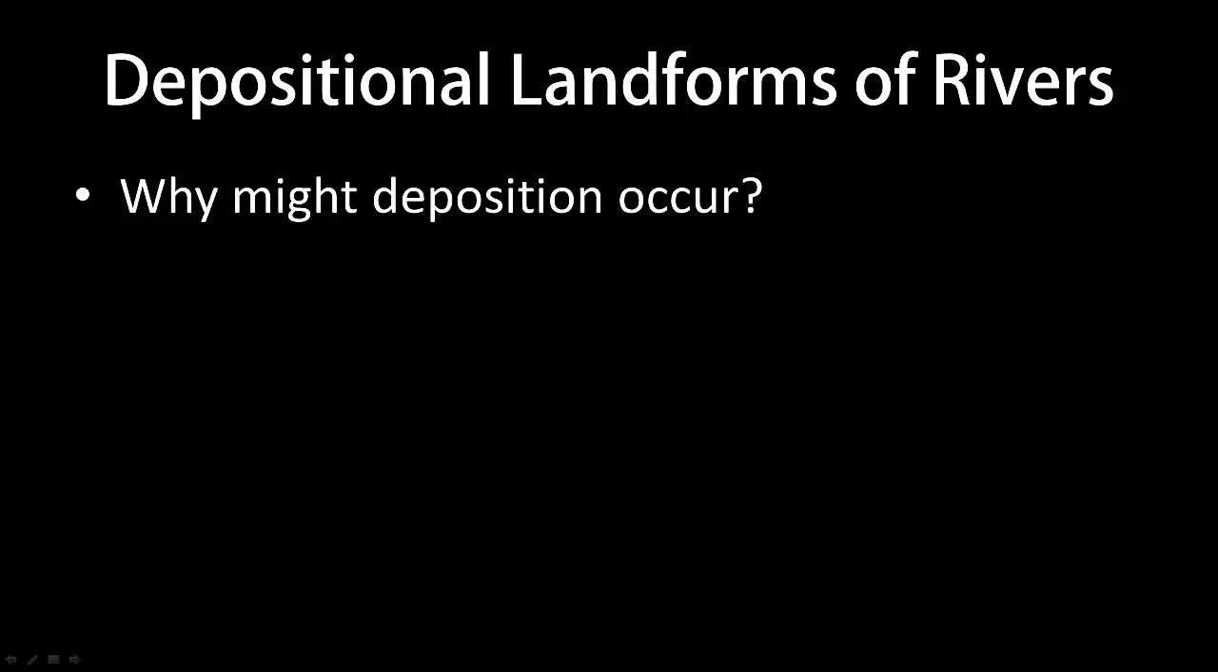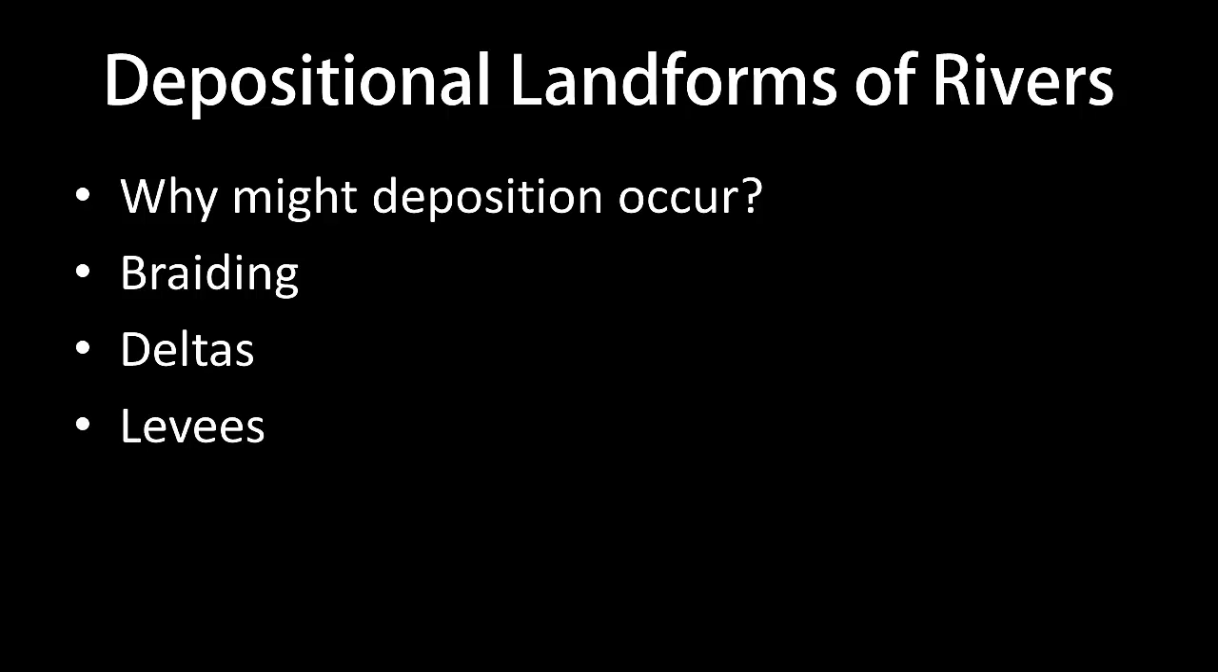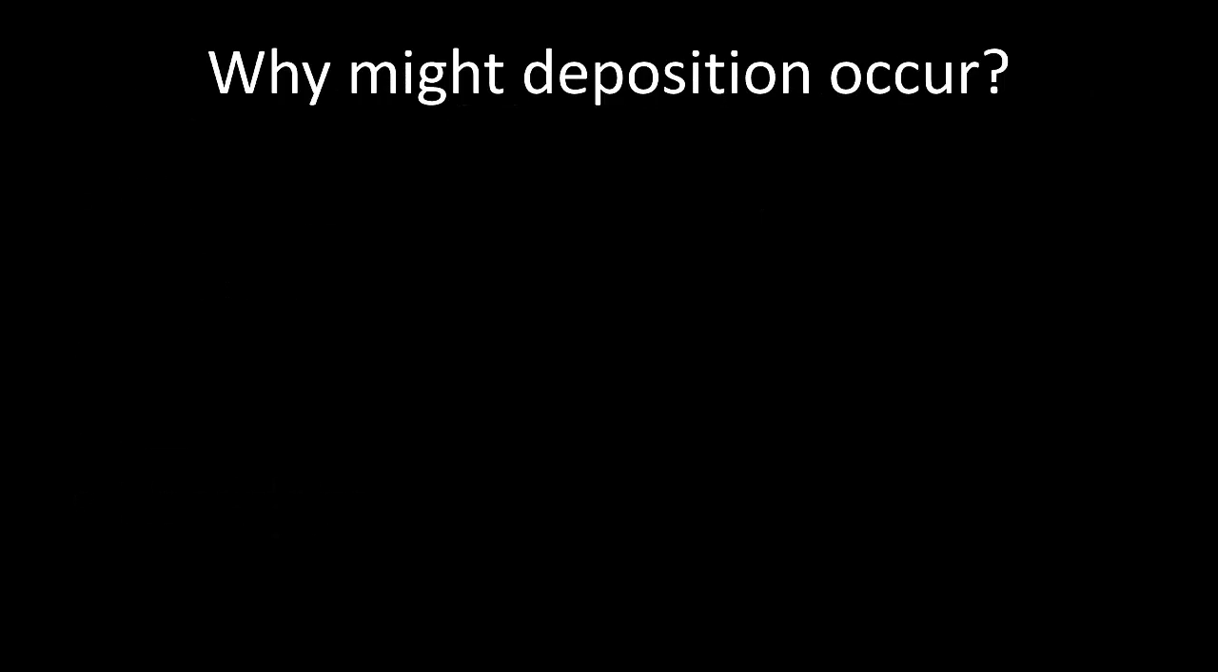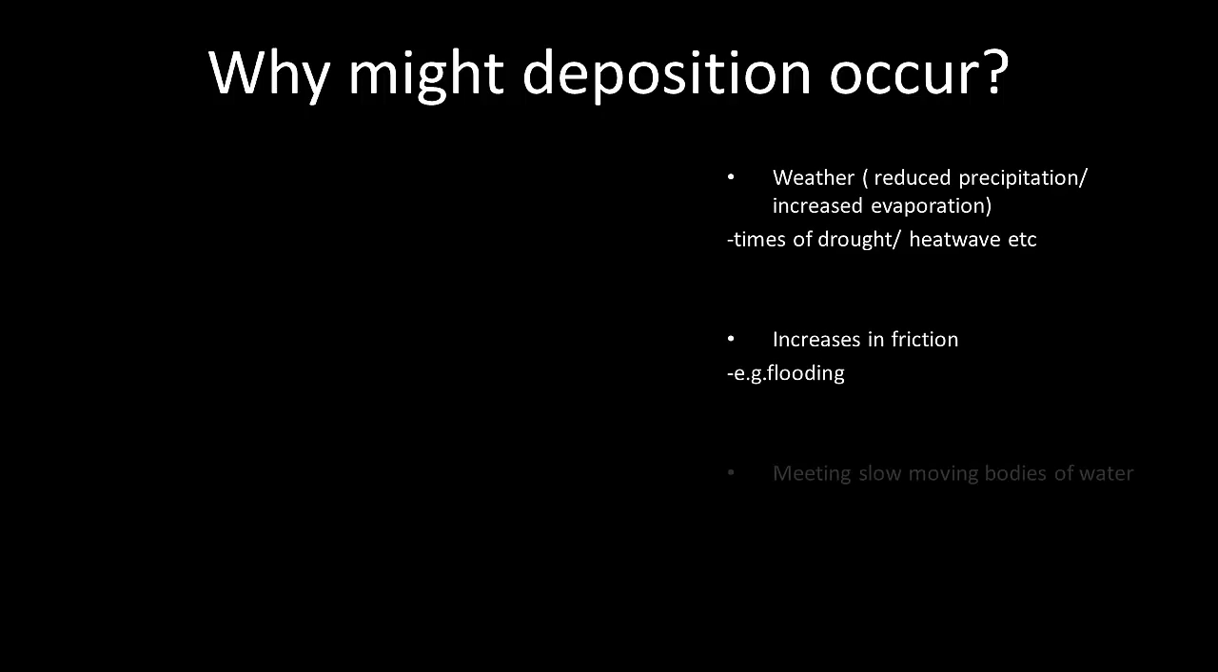So what am I going to be covering? Why might deposition occur? What are the things that cause deposition to occur in a river system? And these are the landforms that I'm going to be covering: braiding, deltas, levees, and floodplains. So why might it occur? Now these are just some of the reasons.